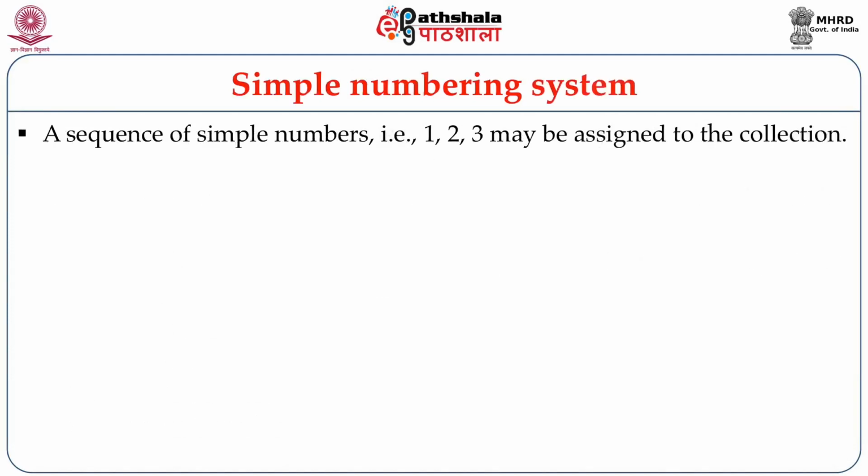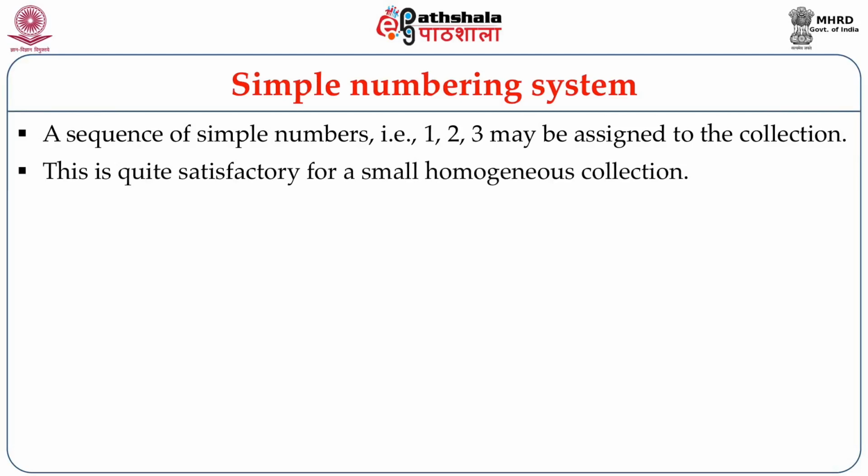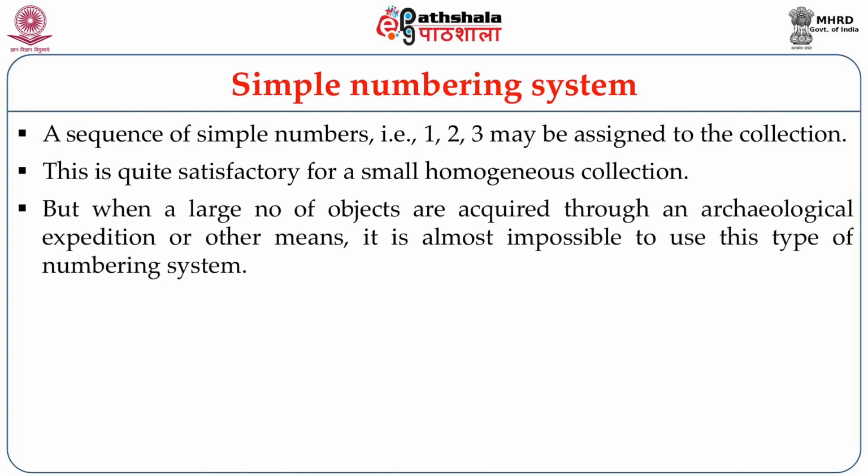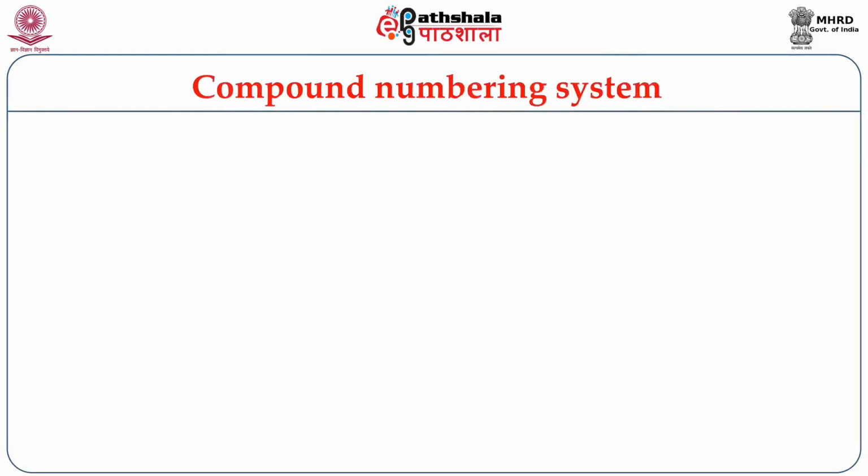A simple numbering system is a sequence of simple numbers, that is 1, 2, 3, which may be assigned to the collection. It is quite satisfactory for a small homogeneous collection. But when a large number of objects are acquired through an archaeological expedition or other means, it is almost impossible to use this type of numbering system, and then we use the compound numbering system.